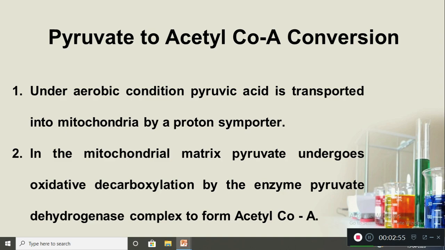In the mitochondrial matrix, pyruvate undergoes oxidative decarboxylation. So what is happening inside the mitochondrial matrix? Pyruvate undergoes oxidative decarboxylation. By this process, pyruvate is converted into acetyl CoA in the presence of the enzyme pyruvate dehydrogenase. Hope you understood how pyruvate is converted into acetyl CoA.